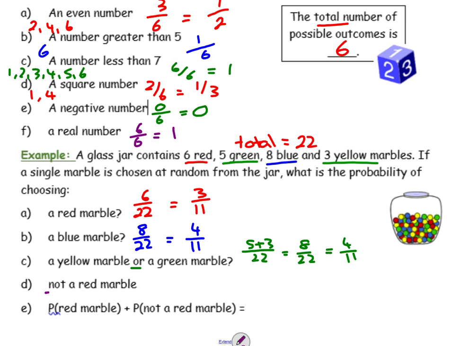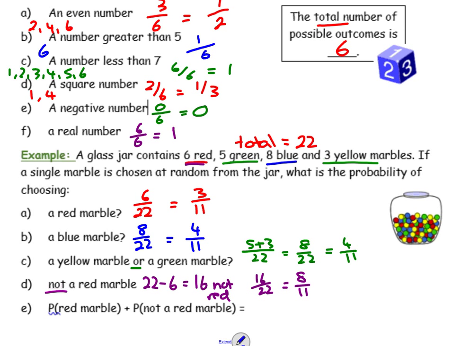And the next one, not a red marble. How many are not red? If 6 are red, then the total not red must be 22 minus 6, which of course equals 16, which are not red. So write that as a probability. It will be 16 over 22, which simplifies to 8 over 11.